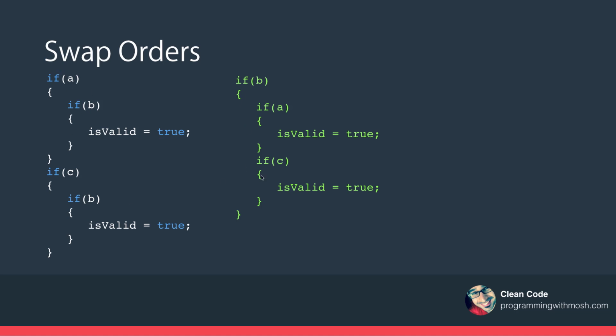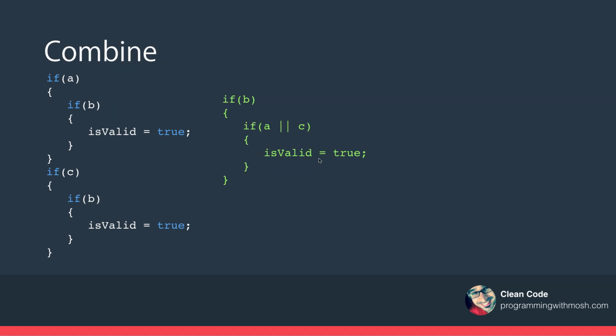Now we can use the combine technique. So once we get inside this if block, if A is true or C is true, then isValid equals true. So we can combine these two if statements to something like this. Now we have only 2 if statements.